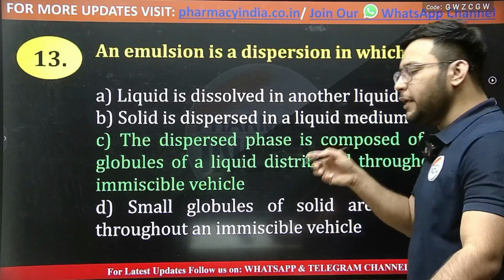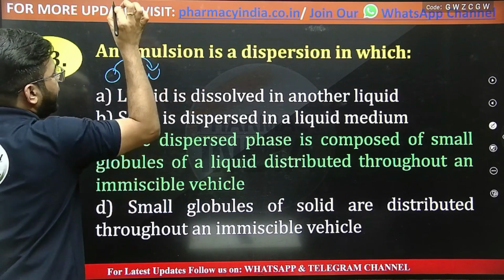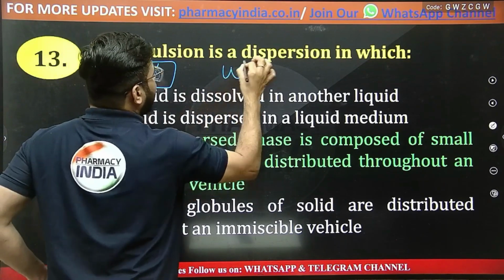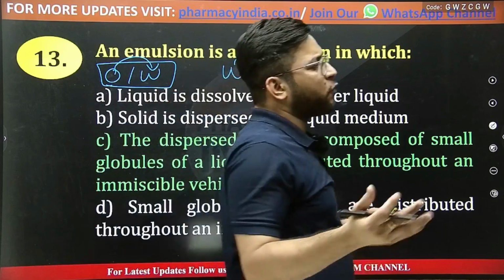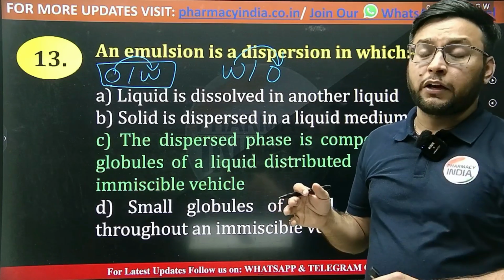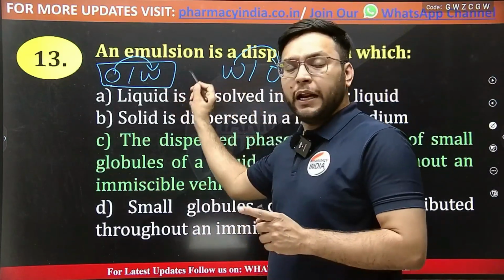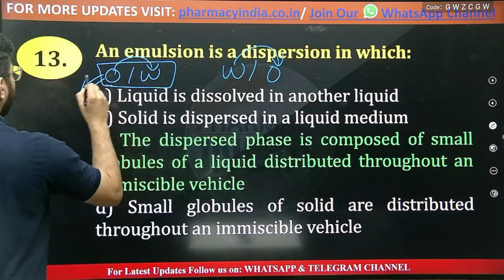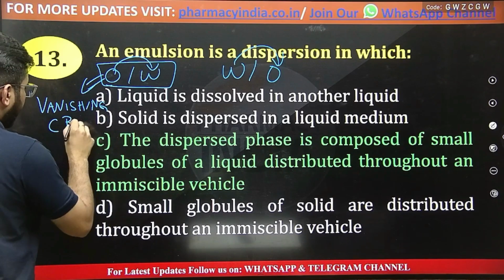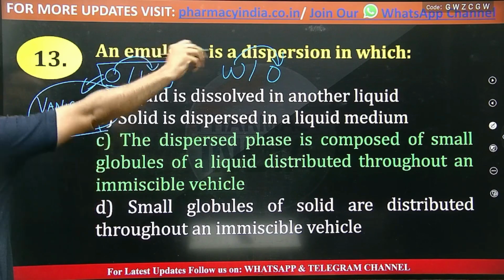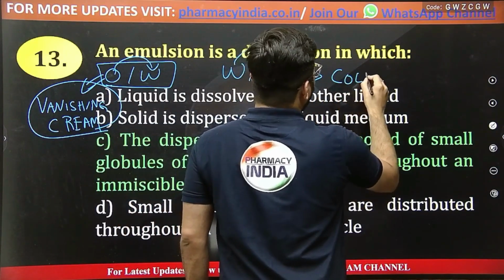So the correct answer: oil and water are two phases, and if the oil is dispersed in water, then it is known as oil in water, and if water is dispersed in oil, that is water in oil. So there are two types of questions. If someone asks which type of emulsion vanishing cream is, we have to tell vanishing cream is oil in water. Vanishing cream is an example of oil in water. Now if I talk about the next question, cold cream is an example of water in oil.